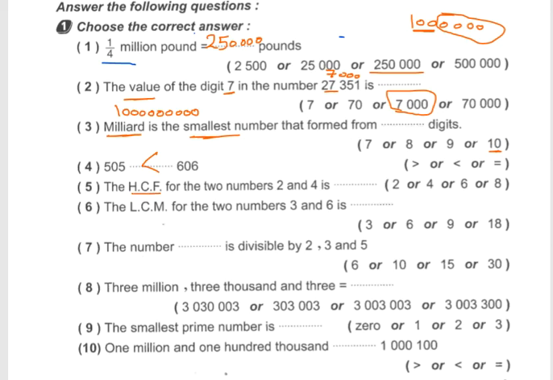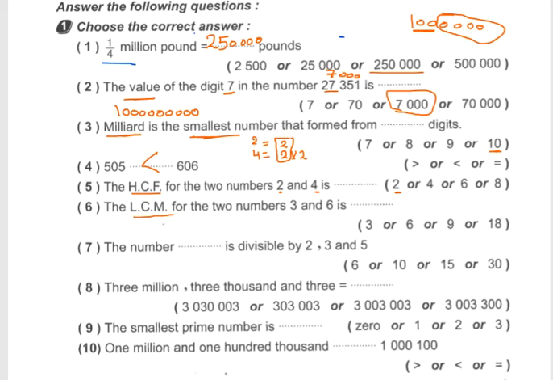He said the highest common factor of 2 and 4. We have 2 and 4. 2 is a prime number, so write 2. 4 we can factorize as 2 by 2. What is the common factor here? The common factor will be 2. So the highest common factor will be 2.